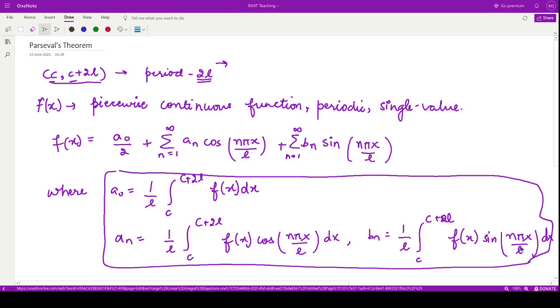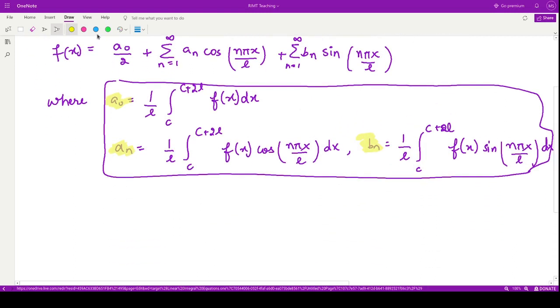Now we have a theorem or identity known as Parseval's identity or Parseval's theorem. This theorem relates the coefficients a naught, a n and b n. So let's have a look at how it happens. For that, let me write down the theorem first.